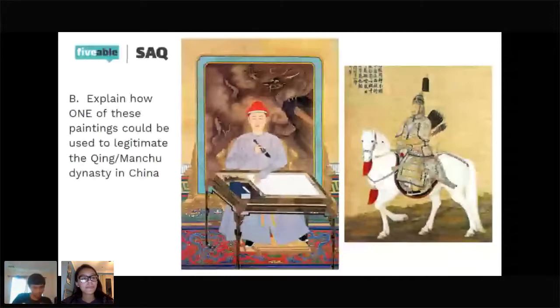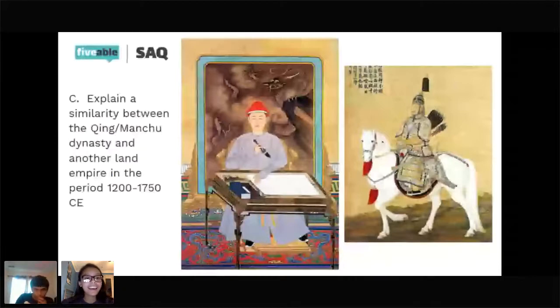Part C. I'm going to wait for it to pop up. Okay. Explain the similarity between the Qing and Manchu and another land empire in the period 1200 to 1750. We went over lots of empires today. We went over the Inca. We went over the French. We went over a lot of empires. The first thing I would do if I'm seeing this question is think of all the empires that existed in this time, and then choose the ones that are land empires.